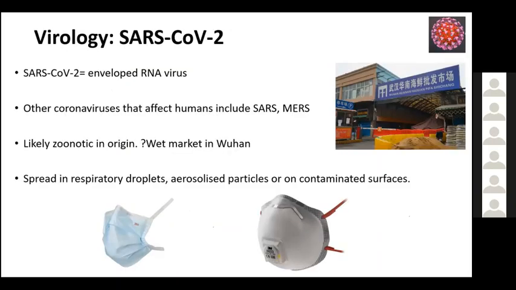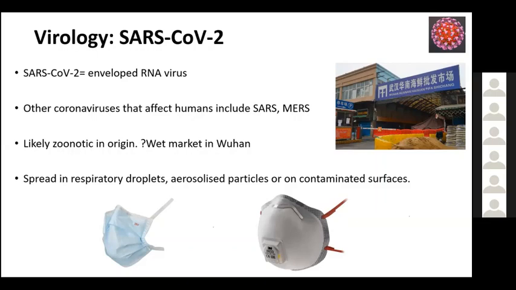So the SARS-CoV-2 virus is an enveloped RNA virus, and we'll talk about what that means later, so don't get scared by that. There are other coronaviruses that affect humans, so you may have heard of the SARS outbreak or the MERS outbreak, or actually you have probably had a cough or cold that's been caused by a coronavirus at some point in your life. So the COVID-19 virus, where did it come from?